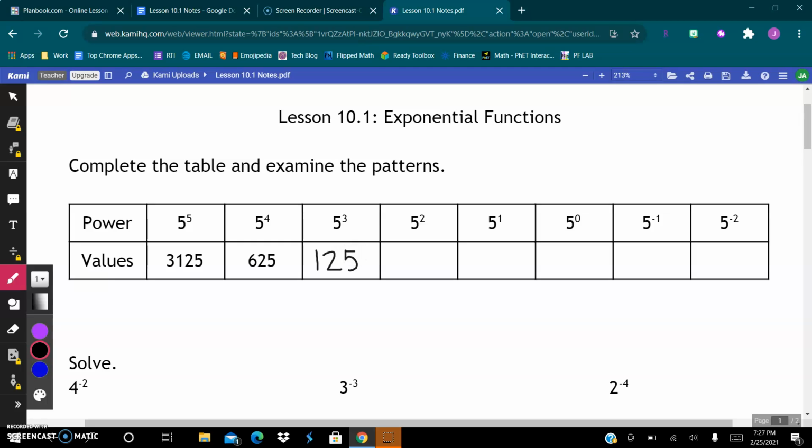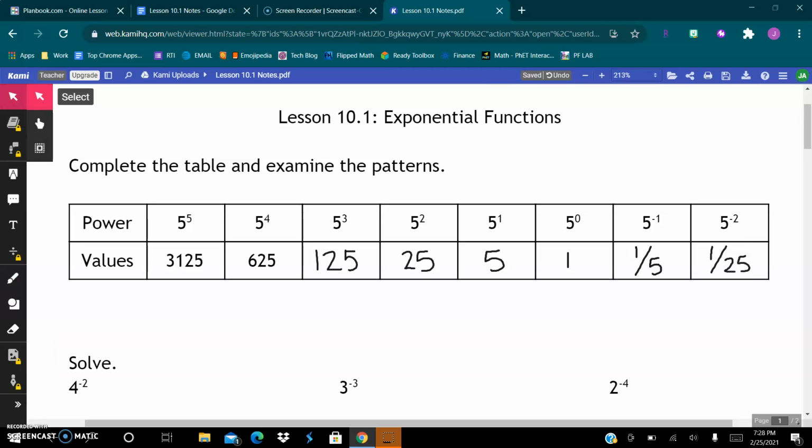Then we have 5 squared, or 5 to the 2nd power, which is 25. 5 to the 1st power is 5. 5 to the 0 power is 1, and we'll talk about a 0 power later on here in this lesson. And then we move into negative exponents, and when we have negative exponents, that means we have a fraction. So 1 over 5 to the 1st, so that would be 1/5. And then 5 to the negative 2nd would be 1 over 5 to the 2nd, which would be 1/25.